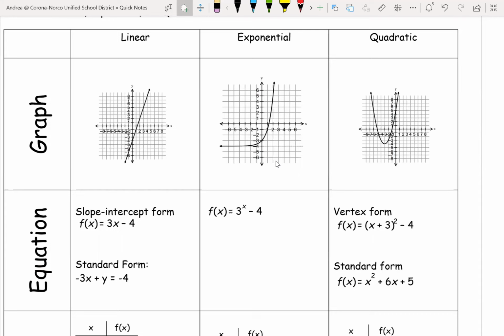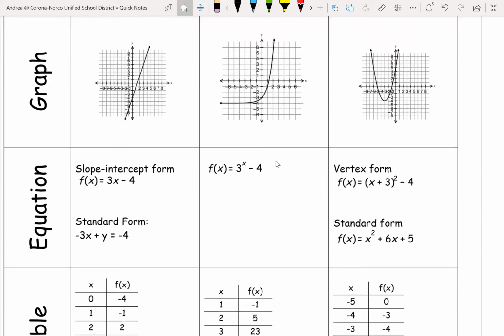Okay. So in your homework, you're going to be asked, given a graph, to identify it as a linear or an exponential or a quadratic function. Okay, can you identify those? Pretty easy, right?